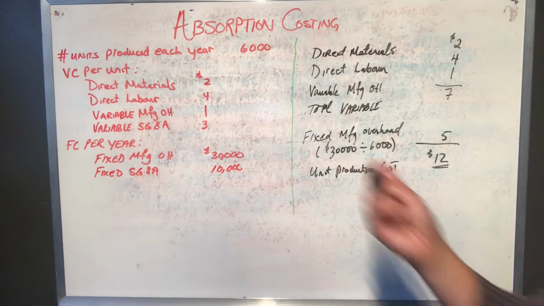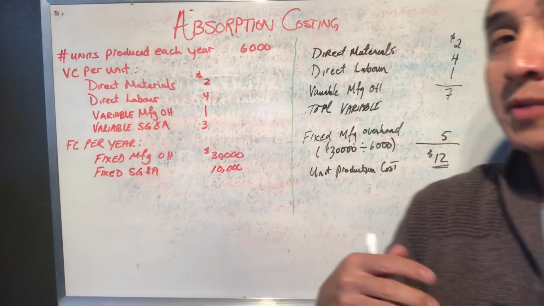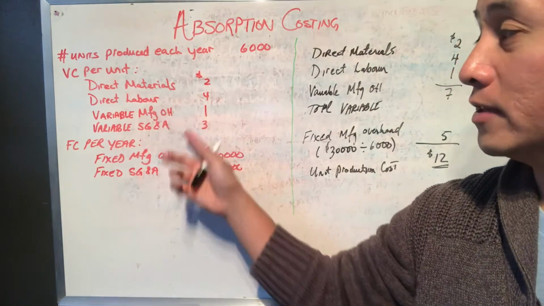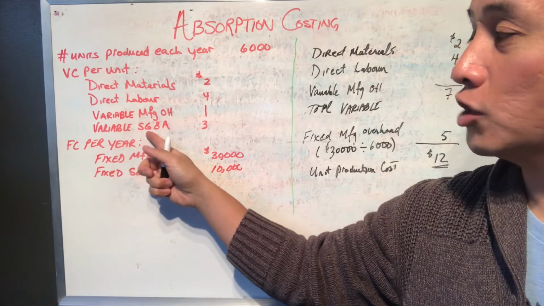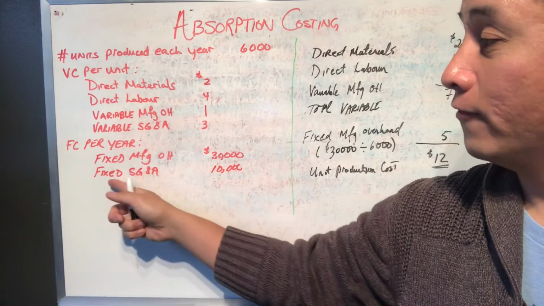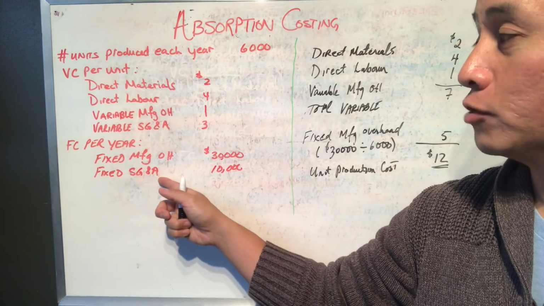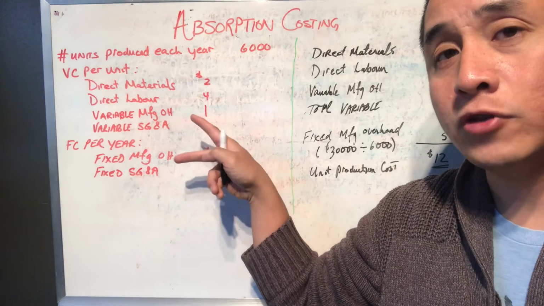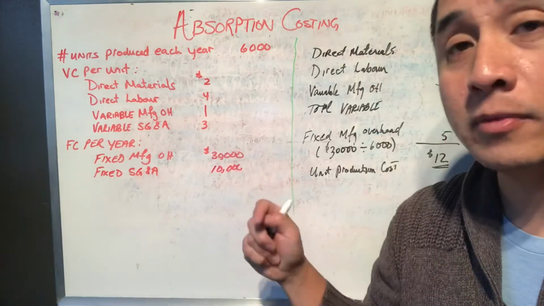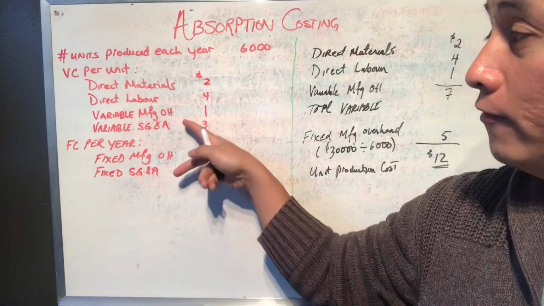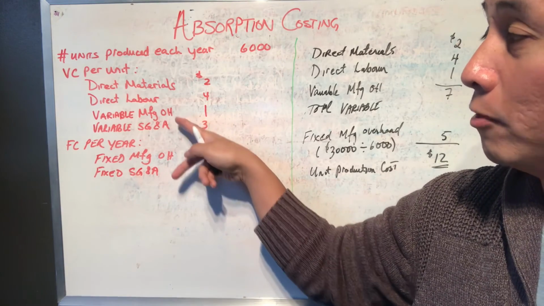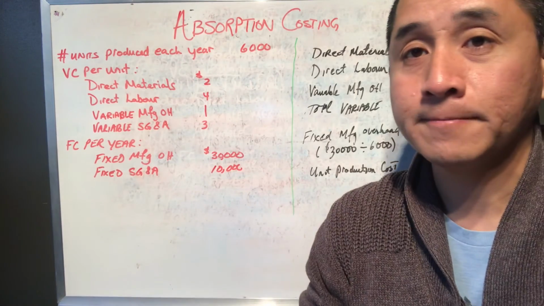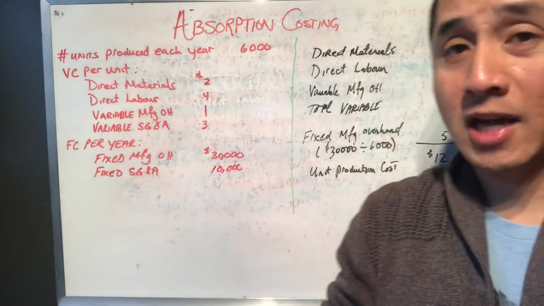So I hope this little tutorial helps in explaining what absorption costing is and what categories it includes. Here, notice that variable selling, general and administrative costs and fixed selling and general and administrative costs are not included, because they are not related to the manufacturing aspect of unit production costs. The variable manufacturing and the fixed manufacturing are, because they are part of the manufacturing process. So I hope this little example helps.